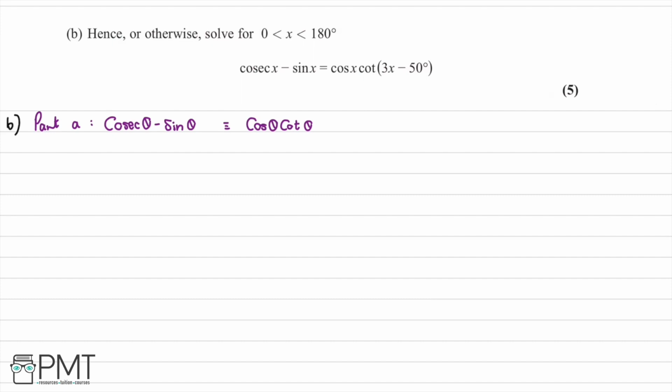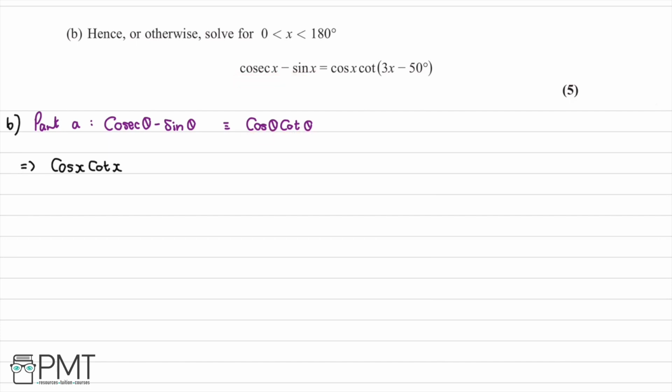So recall from part A, we know that cosec theta minus sine theta is equivalent to cos theta multiplied by cot theta. So therefore, we can use part A and say that cos of x multiplied by cot of x is going to be equal to, so effectively we are given here this left-hand side and we know that is equal to this.